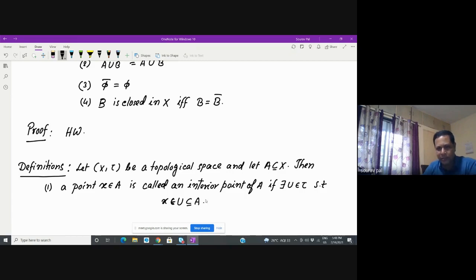Did you get this point? What is an interior point? First of all, the point has to belong to A. That is point number one. The point belongs to the set, and it is called an interior point of that set if you can find an open set U between this point and the set. The point X is given and the set A is given. You can find an open set that will lie in between X and A. This is what is called an interior point. There exists such an open set.